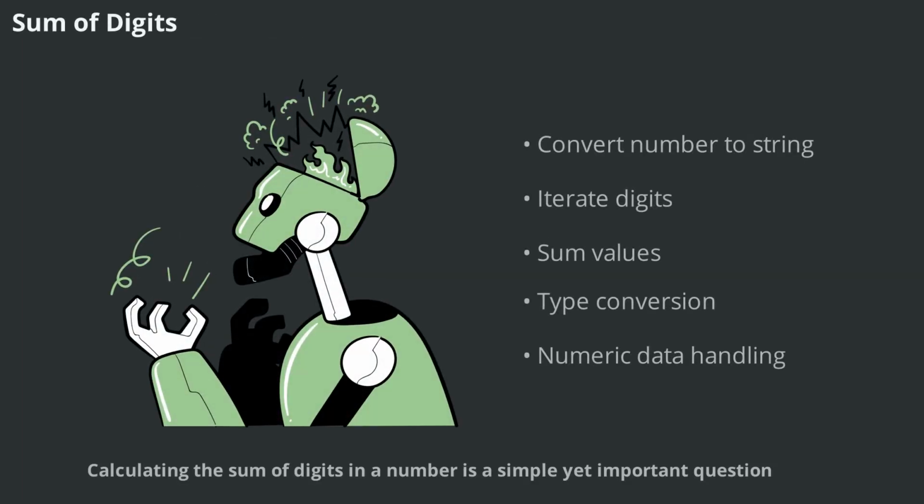Calculating the sum of digits in a number is a simple yet important question. It tests your ability to convert numbers to strings and iterate over characters. By mapping each digit to an integer and summing them, you can quickly find the total. For example, 12,345 yields 15. This problem demonstrates your skill in type conversion and iteration. Interviewers use this question to assess your attention to detail and ability to handle numeric data. Practicing this helps you build confidence in basic data processing.